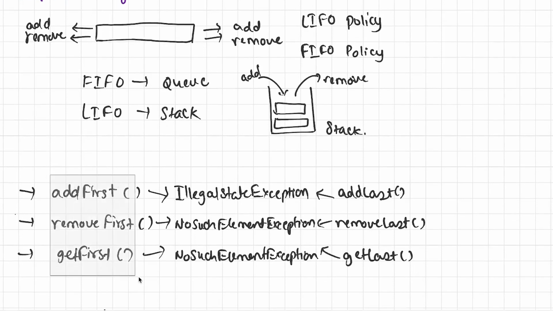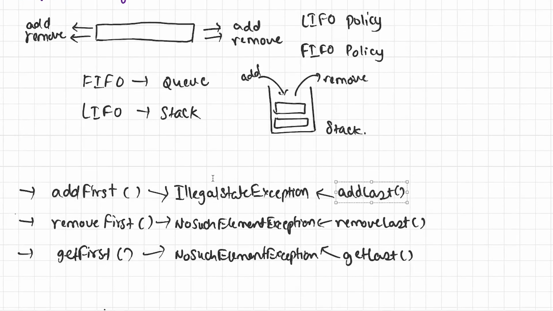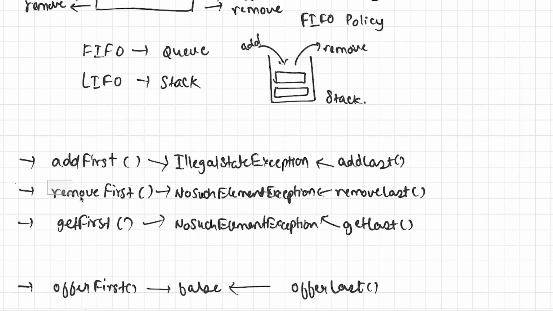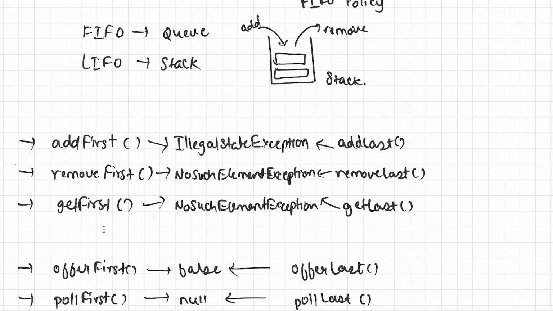And all these methods are not developer friendly. When we call addFirst and addLast on a queue that is already full, it throws an IllegalStateException. If we call removeFirst and removeLast when the queue is empty, it throws a NoSuchElementException. Similarly, if we call getFirst and getLast on an empty queue, it throws a NoSuchElementException.